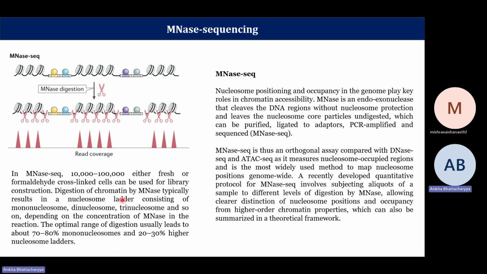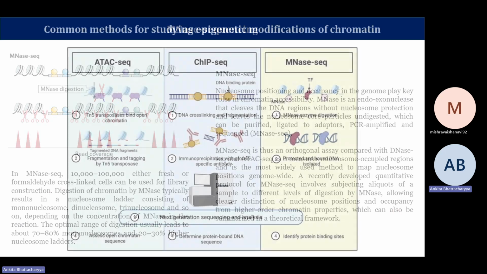So you will have mononucleosome, which will obviously migrate fastest through an agarose gel, dinucleosome, a little bit of retardation, trinucleosome, and so on and so forth. So based on how much MNase is actually provided, you will get this gradient. And the optimal range of digestion usually leads to 70 to 80% of mononucleosomes, 20 to 30% higher order nucleosomal ladders. So every region that is nucleosome protected can be sequenced. So yeah, that's what you see.